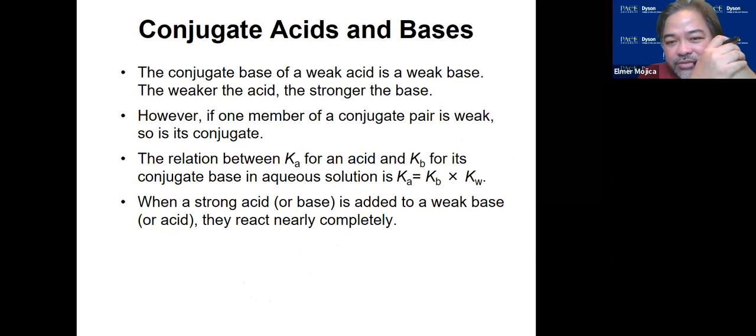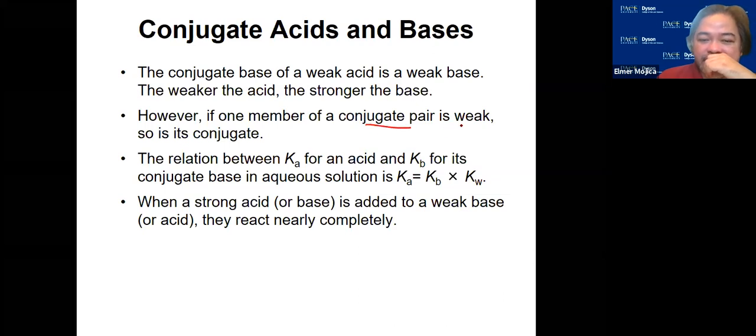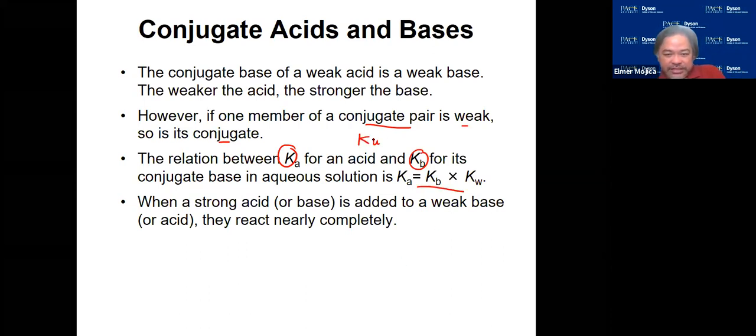The conjugate base of a weak acid is a weak base. And the weaker the acid, the stronger the base. However, if one member of the conjugate pair is weak, so is the other. And you always have the relationship between the Ka and the Kb. So we all know Kw equals Ka times Kb. If you want to get the Ka, that is just Kw over Kb.